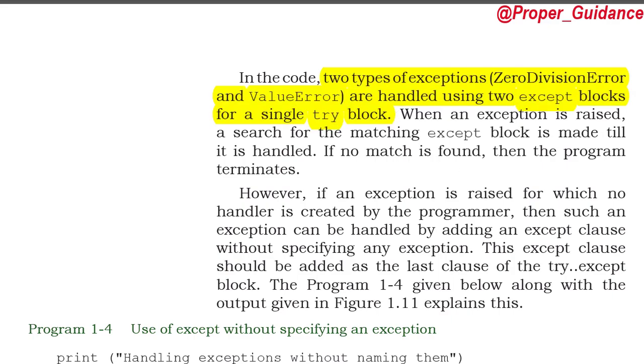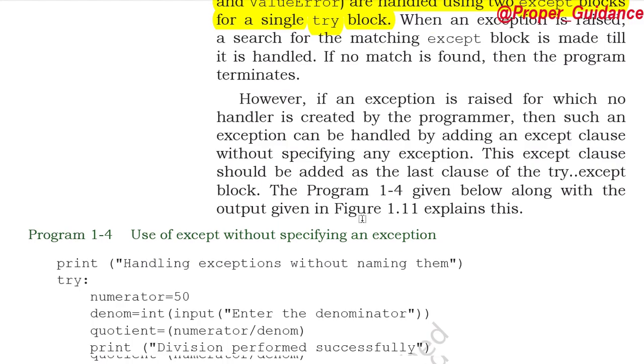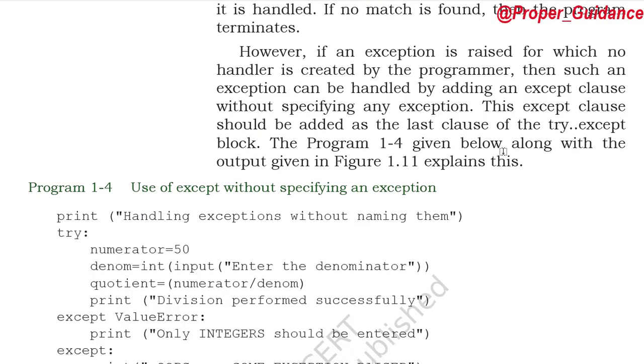When an exception is raised, a search for the matching except block is made until it is handled. If no match is found, then the program terminates. However, if an exception is raised for which no handler is created by the programmer, then such an exception can be handled by adding an except clause without specifying any exception. This except clause should be added as the last clause of the try except block.